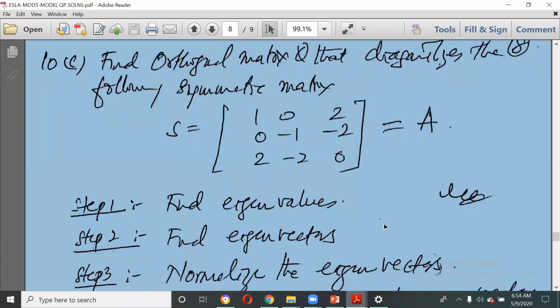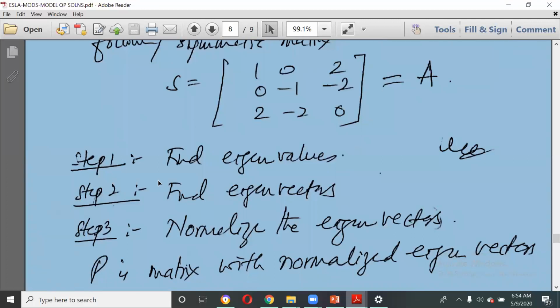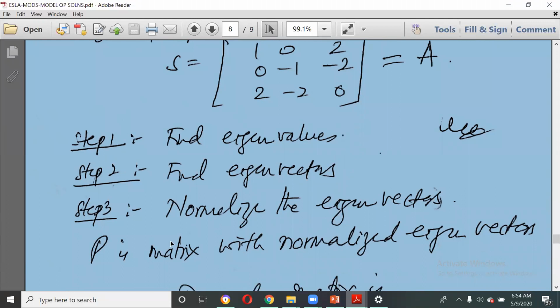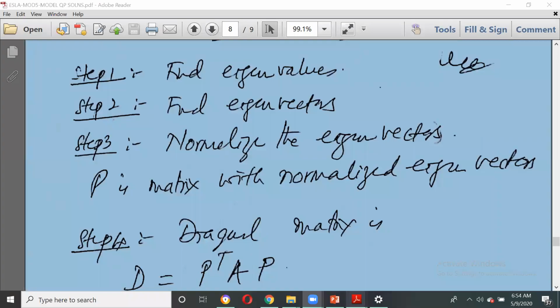The process is: find eigenvalues, find eigenvectors, normalize the eigenvectors, P is the matrix with the normalized eigenvectors as columns, and step 4 is diagonalize. The diagonal matrix is D equal to P transpose A P. So this is the process we should follow.